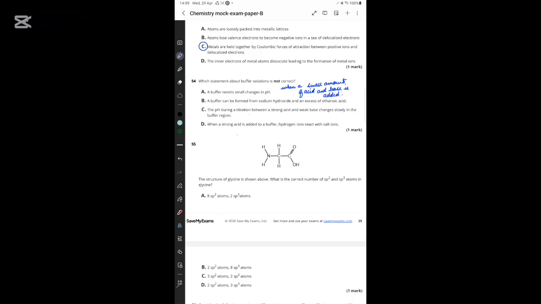So first let's see option D. When a strong acid is added to a buffer, hydrogen ion reacts with salt ions. That is absolutely correct. The pH during a titration between a strong acid and weak base changes slowly in the buffer region. That is also right. A buffer can be formed when sodium hydroxide reacts with a weak acid, that is ethanoic acid. That is also correct. But the statement which says a buffer resists small change in pH when a small amount of acid or base is added is incomplete, so we can say that this is wrong.